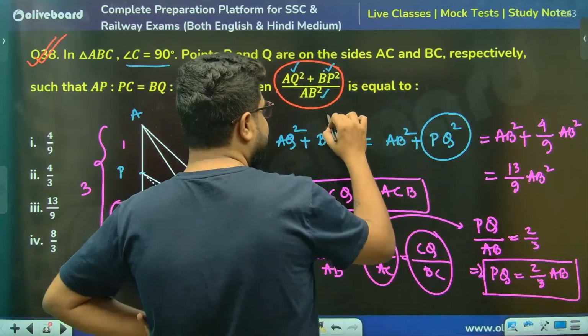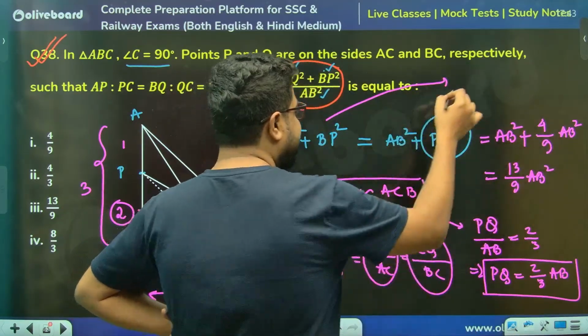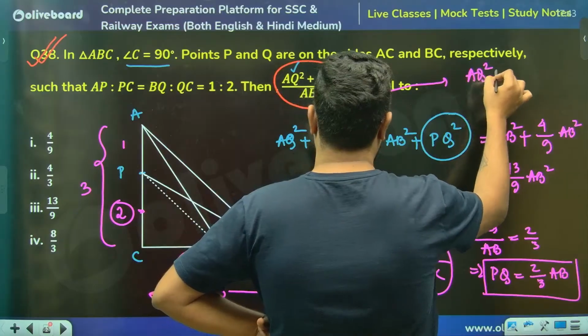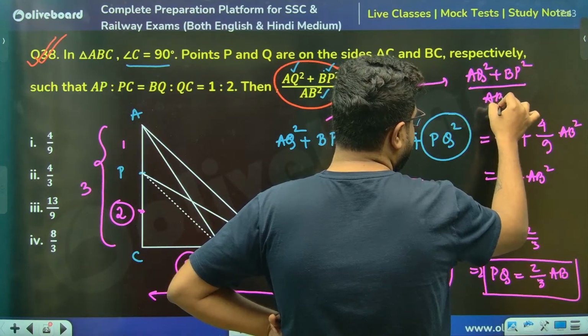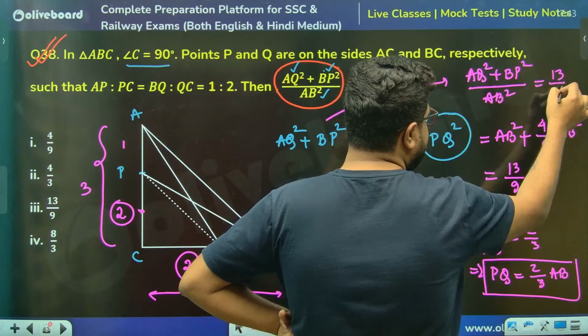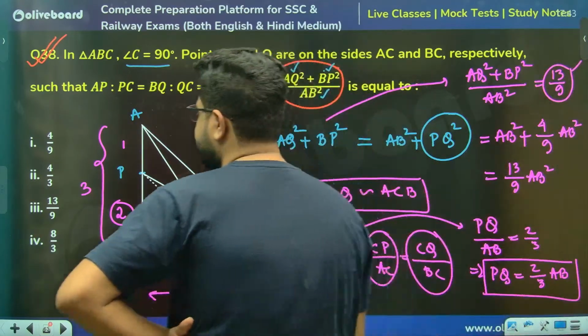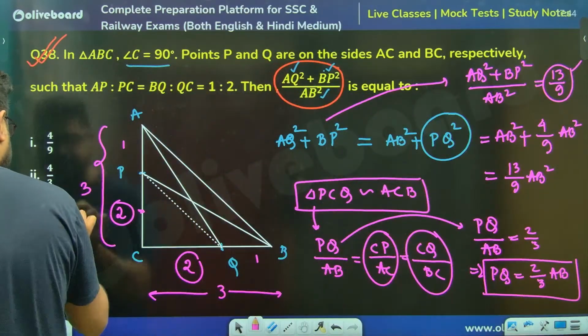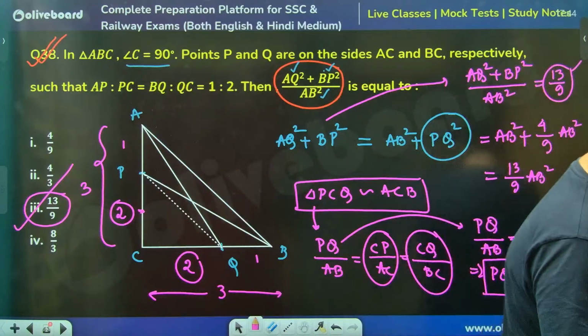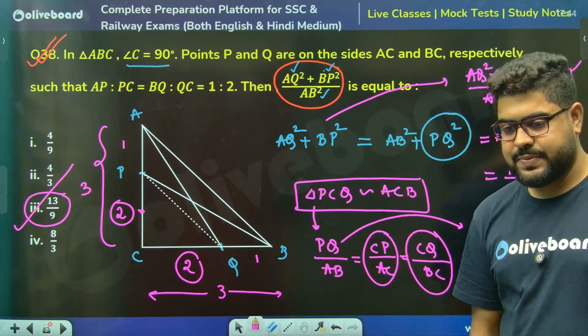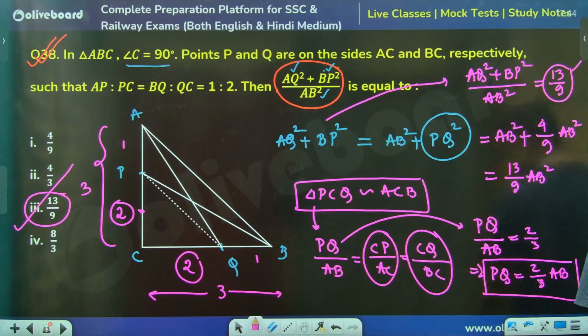From there, next line, divide by AB square. AQ square plus BP square by AB square becomes 13 divided by 9. That's your answer, option number 3. This is a proper CGL Mains question.